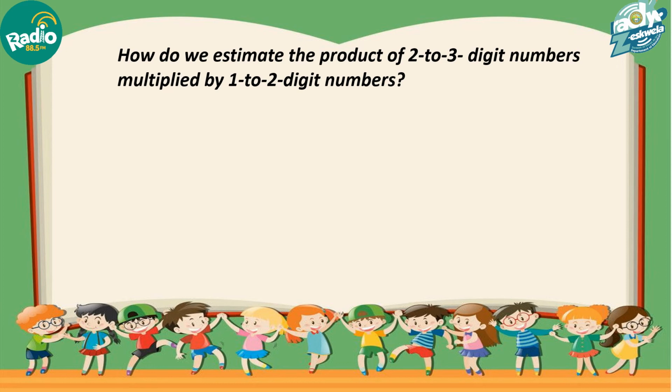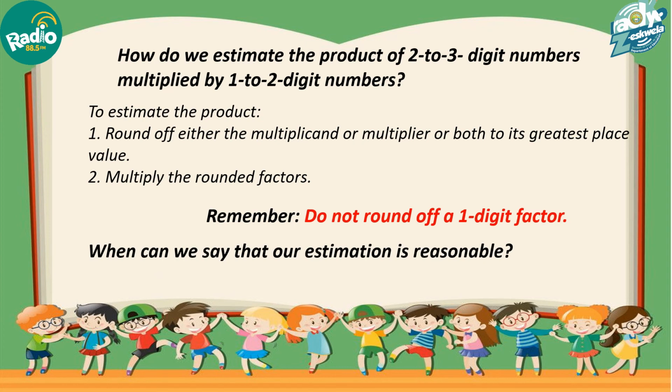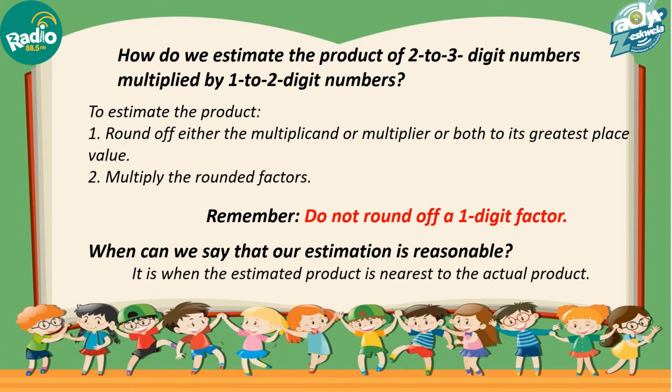How do we estimate the product of 2 to 3 digit numbers multiplied by 1 to 2 digit numbers? To estimate the product, round off either the multiplicand or multiplier or both to its greatest place value. Multiply the rounded factors. Remember, do not round off a one-digit factor. And when can we say that our estimation is reasonable? It is when the estimated product is nearest to the actual product.